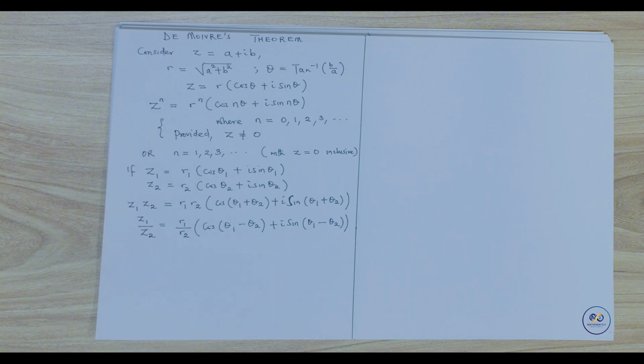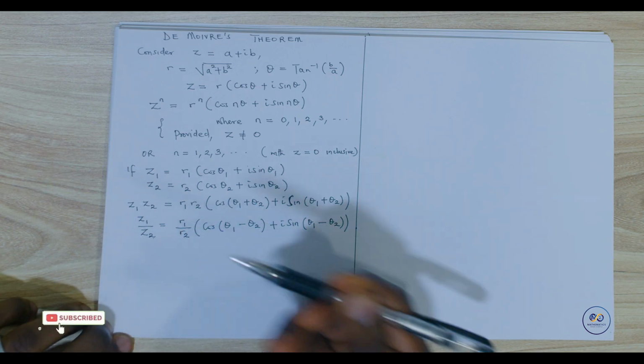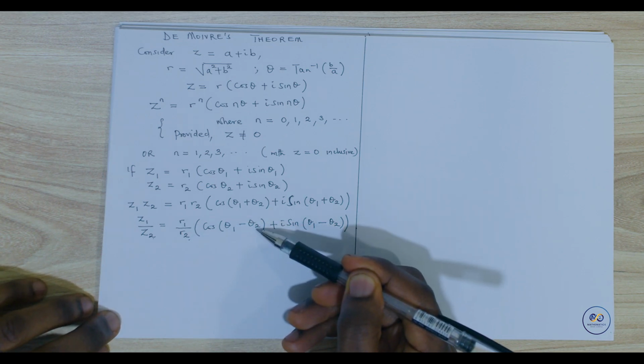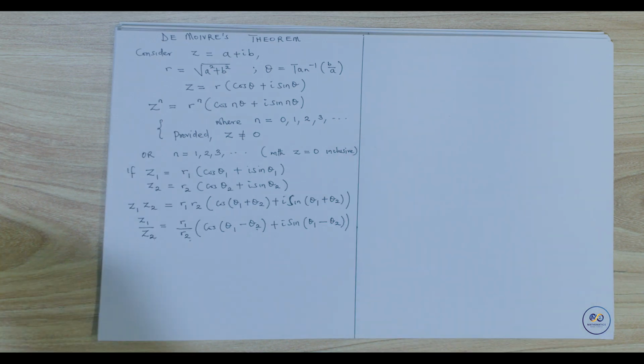Of course, in this case, the order of arrangement is very, very paramount. When you take z1 divided by z2, then the modulus of z2 comes as the denominator, and then the argument of z2 is the one that is being subtracted. So these are very, very important points as far as Moivre's theorem is concerned. Now that we have these representations, of course, we can go ahead and take some simple examples to see exactly how this can be used.